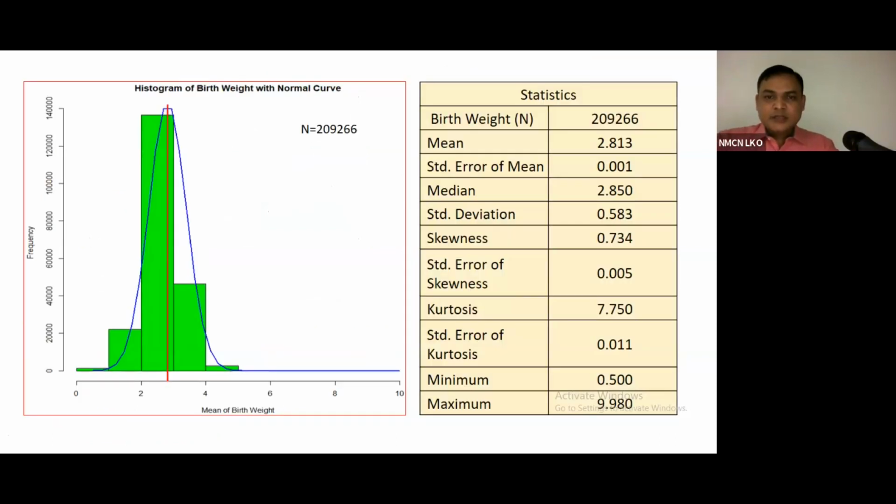These are the estimates from the population from which we have taken these samples of size 80. We can see here that the sampling distribution of the mean for the population is almost normal, and the mean is around 2.8 kg of birth weight of the children, along with the other statistics.